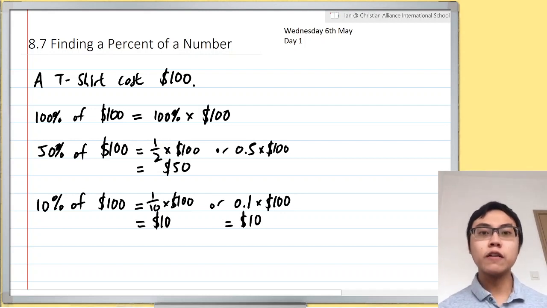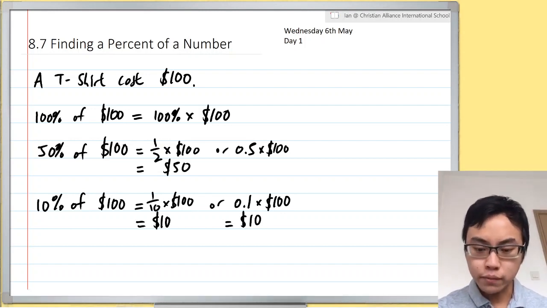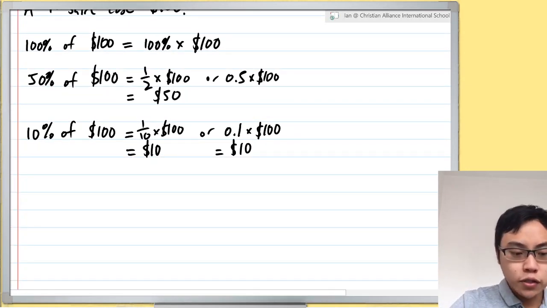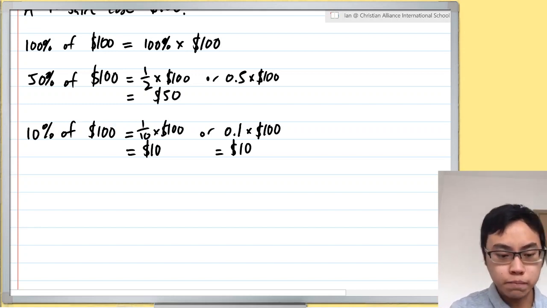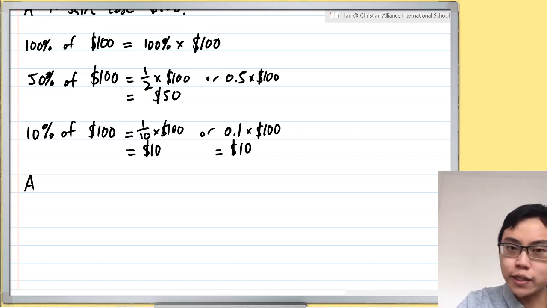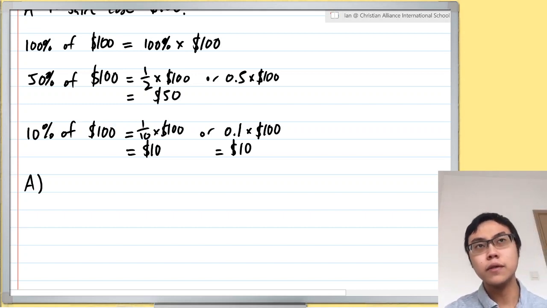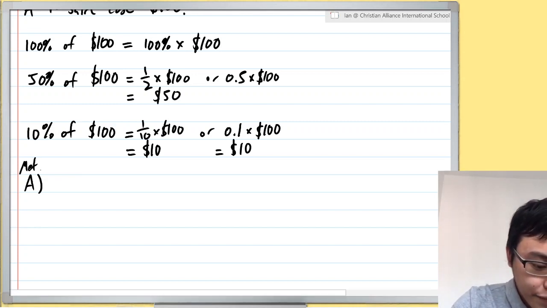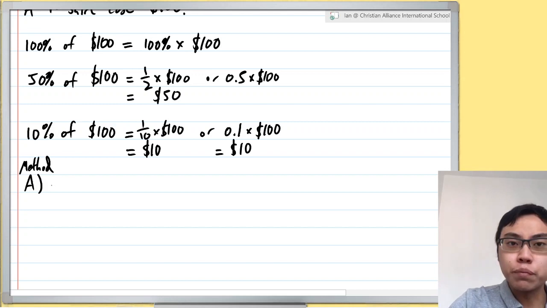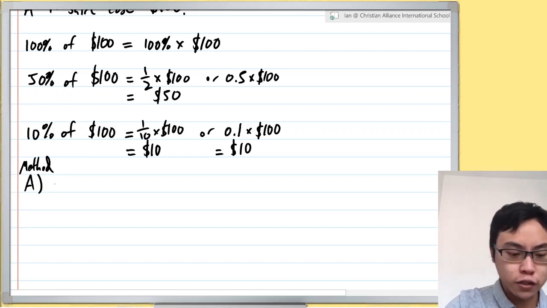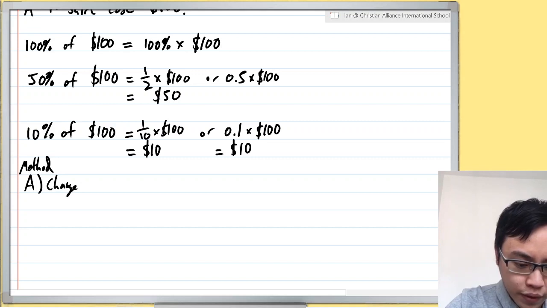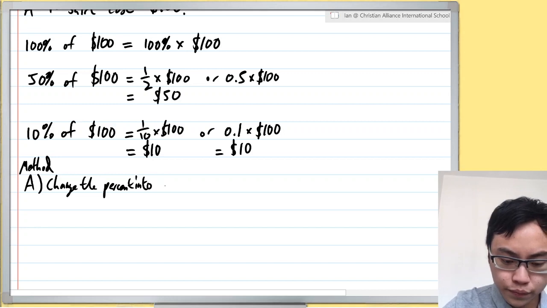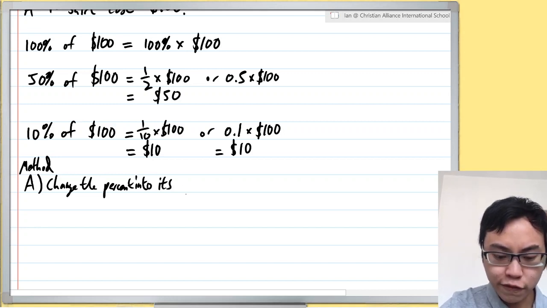So percent of a number, what does it actually mean? Is there a way that we can remember if you don't know how to do it? So there are 2 ways for us to do it. I will just say method A or B. So method A will be you change the percent into its equivalent fraction.